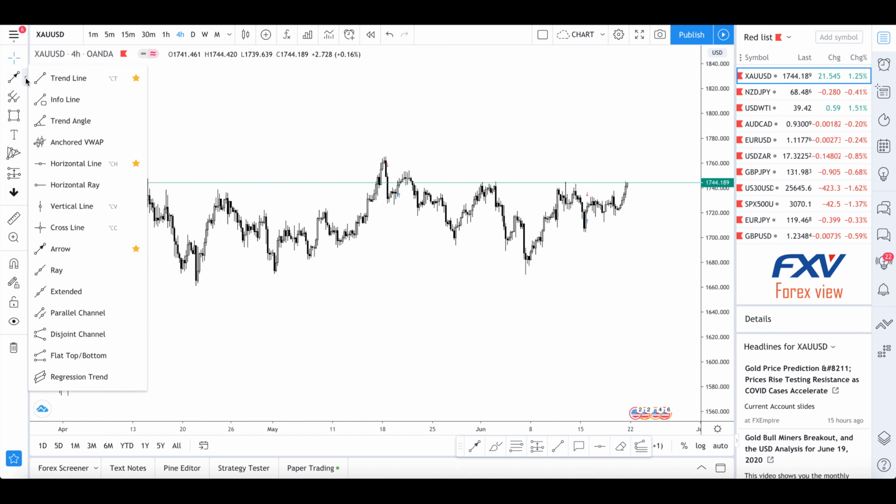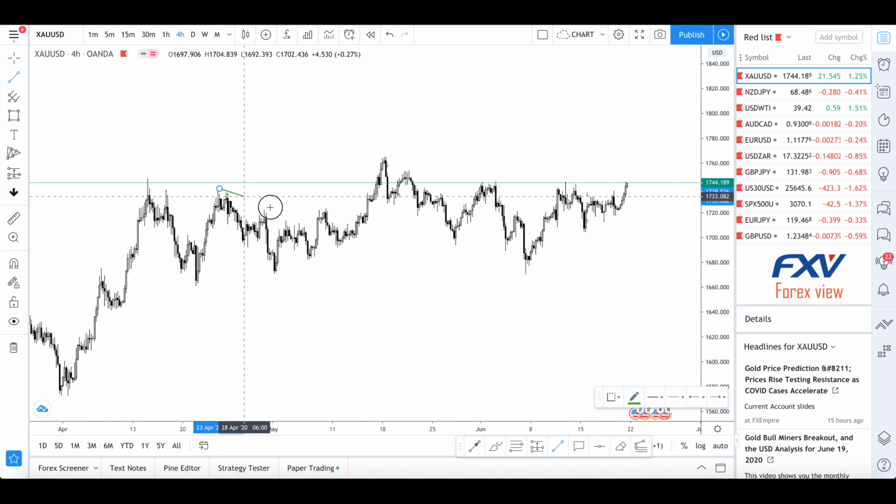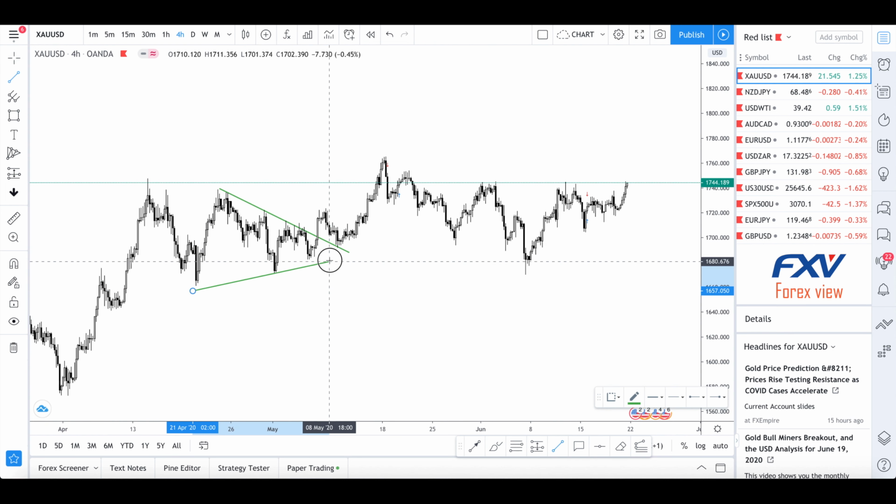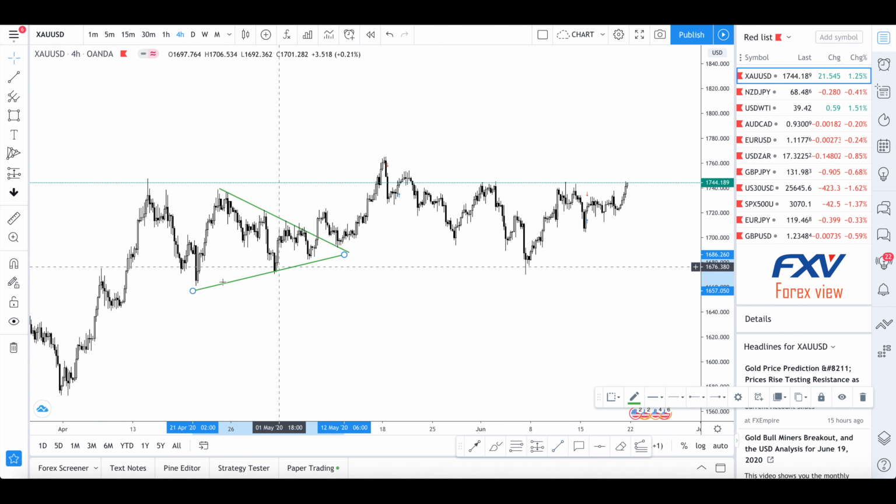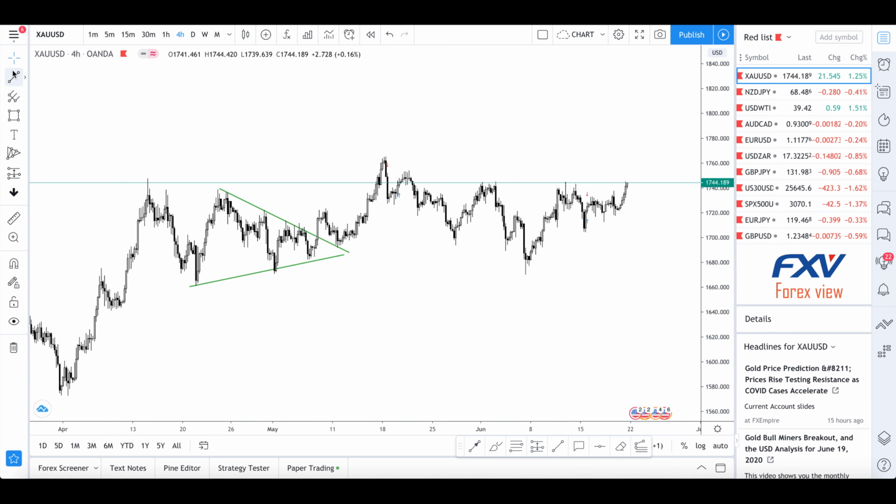Another symmetrical triangle you can spot, guys. Here I draw two trend lines. You can see there is a retest, and that's what we like the most. Retest is our entries, guys. You should remember this.